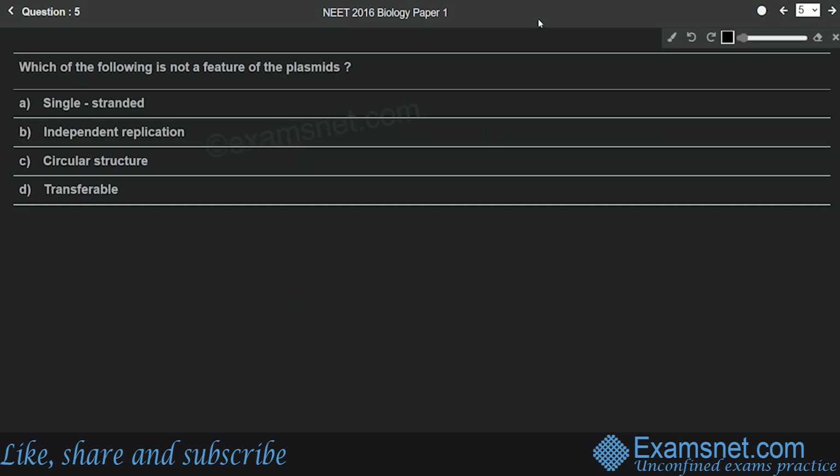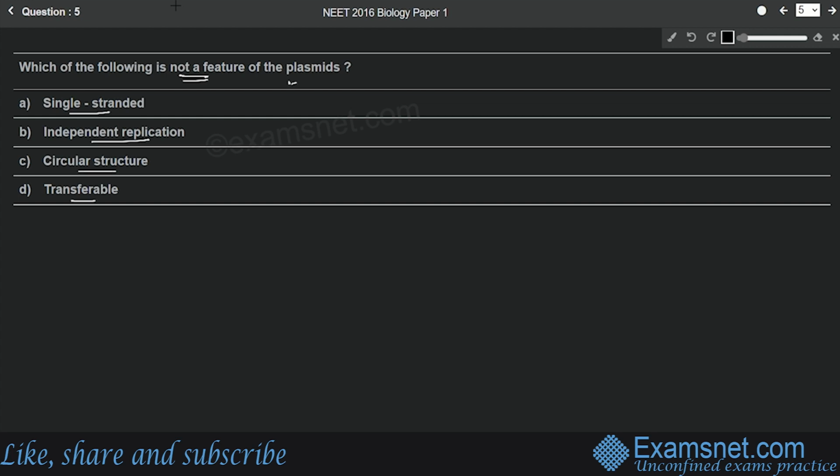Question number 5 is from the chapter Biotechnology Principles and Processes. And the question is, which of the following is not a feature of the plasmids? Options are single-stranded, independent replication, circular structure, and transferable.